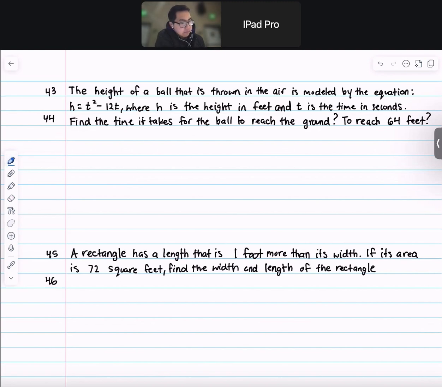Okay, so basically, we have someone who has a ball and it gets thrown, right? So first we have to figure out the time it takes for the ball to reach the ground. First of all, you guys, the ground is when the height is 0, right? So they gave us an equation, h equals t squared minus 12t. We set h equal to 0 because that literally means the moment the ball hits the ground, right?